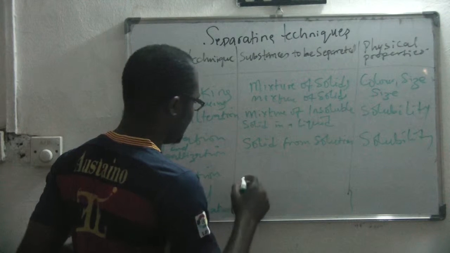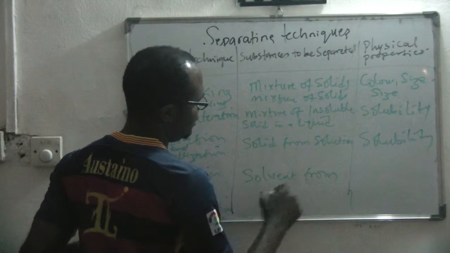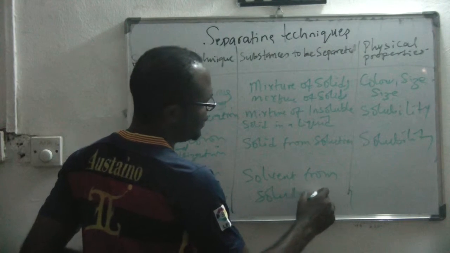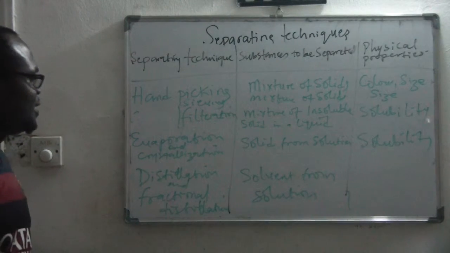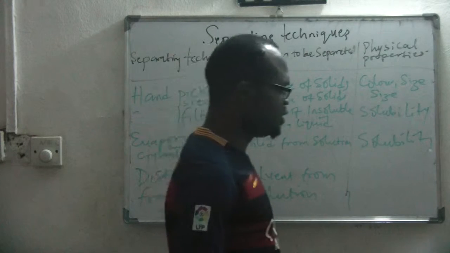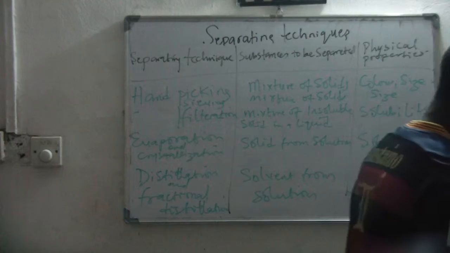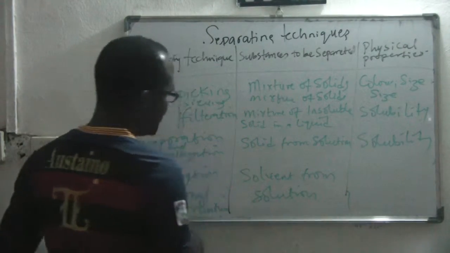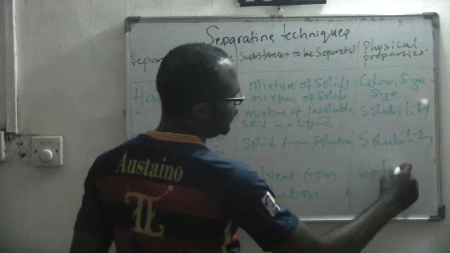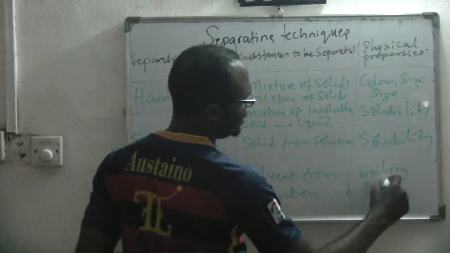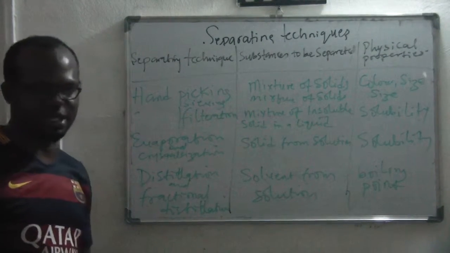Solid from solution. Solvents are liquids that dissolve solids, isn't it? And dissolve other things. So when you separate them from their solution, you are using the technique known as fractional distillation. So what are the physical properties that are used? Boiling point. Difference in boiling point helps you to use distillation and fractional distillation.